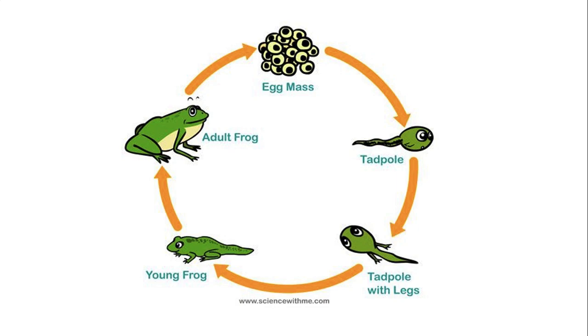And then over time, as it develops, the instructions which are encoded in the DNA of all the cells start to be used to form legs, hind legs, and then forelegs, and then these legs develop, and then the tail gets shorter, and we end up with an adult frog. And now this adult frog is capable of either laying its own eggs or fertilising eggs, and is capable of reproduction.